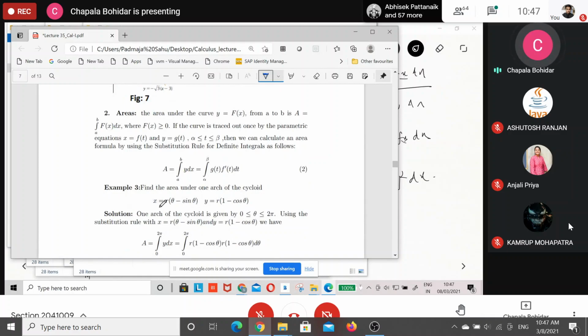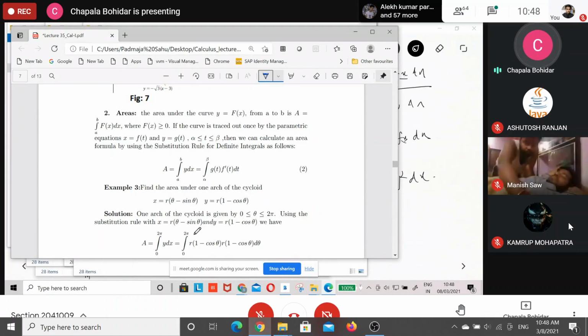Then find the area under one arc of this cycloid. One arc means the arc lies between 0 to 2 pi. So one arc is our 0 to 2 pi. So here it is written. Cycloid is given by 0 to 2 pi. So x is r(theta minus sin theta), y is r(1 minus cos theta).